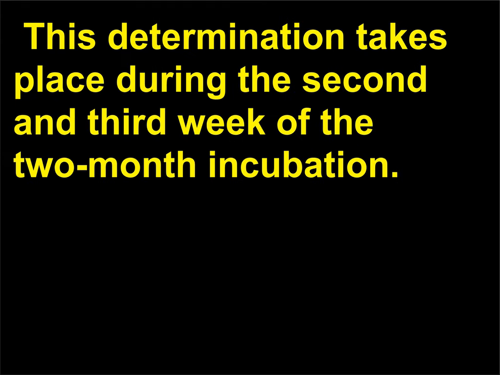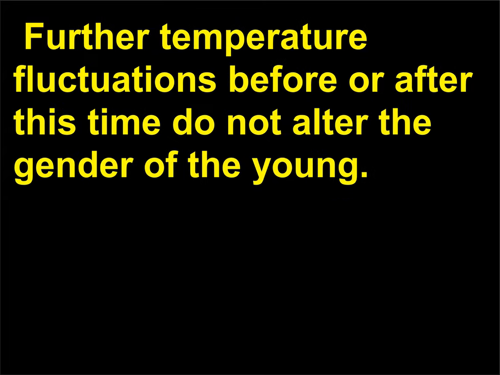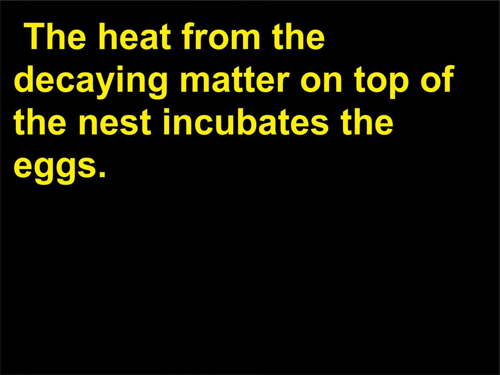This determination takes place during the second and third week of the two-month incubation. Further temperature fluctuations before or after this time do not alter the gender of the young. The heat from the decaying matter on top of the nest incubates the eggs.